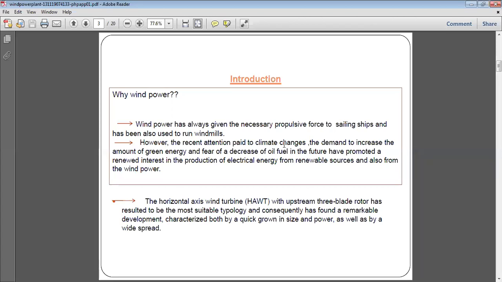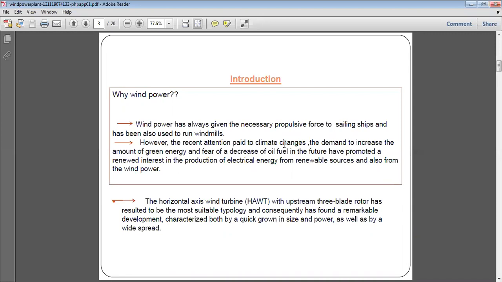Windmills are basically mills that rotate by the blowing of wind, and when the rotation of windmills is converted, it becomes energy, or you can say power. However, the recent attention paid to climate change, the demand to increase the amount of green energy and fear of decrease of oil fuel in the future have promoted a renewed interest in production of electrical energy from renewable sources and also from wind power.